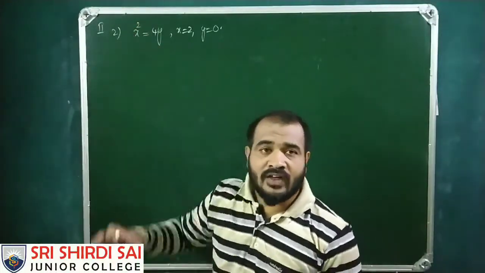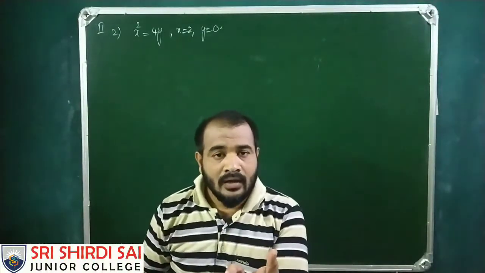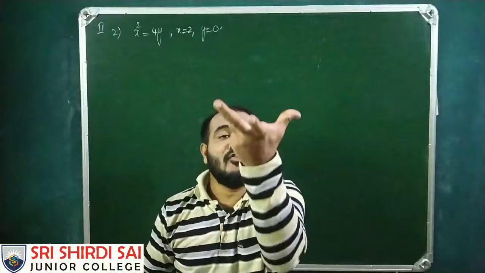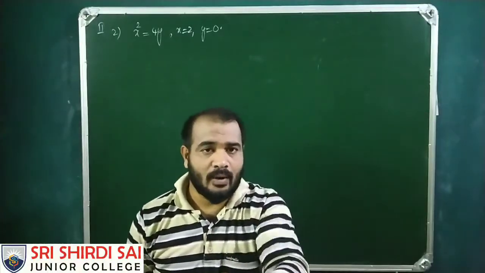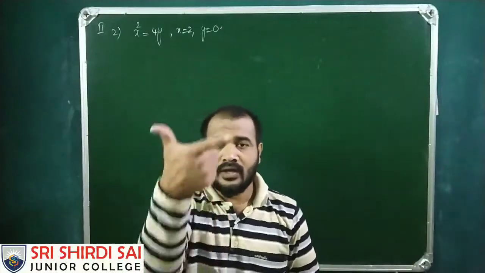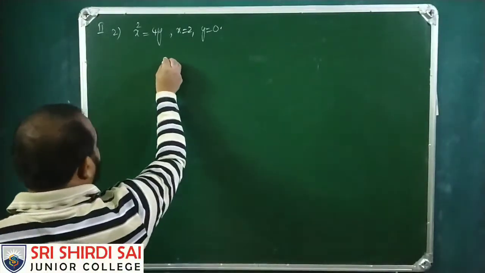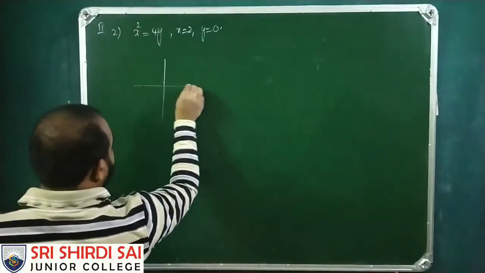So x power even, symmetric about the y axis. It could be the upward parabola or the downward parabola. But here y has a positive sign. Therefore it should be the upward parabola. Immediately let us try to draw the diagram.